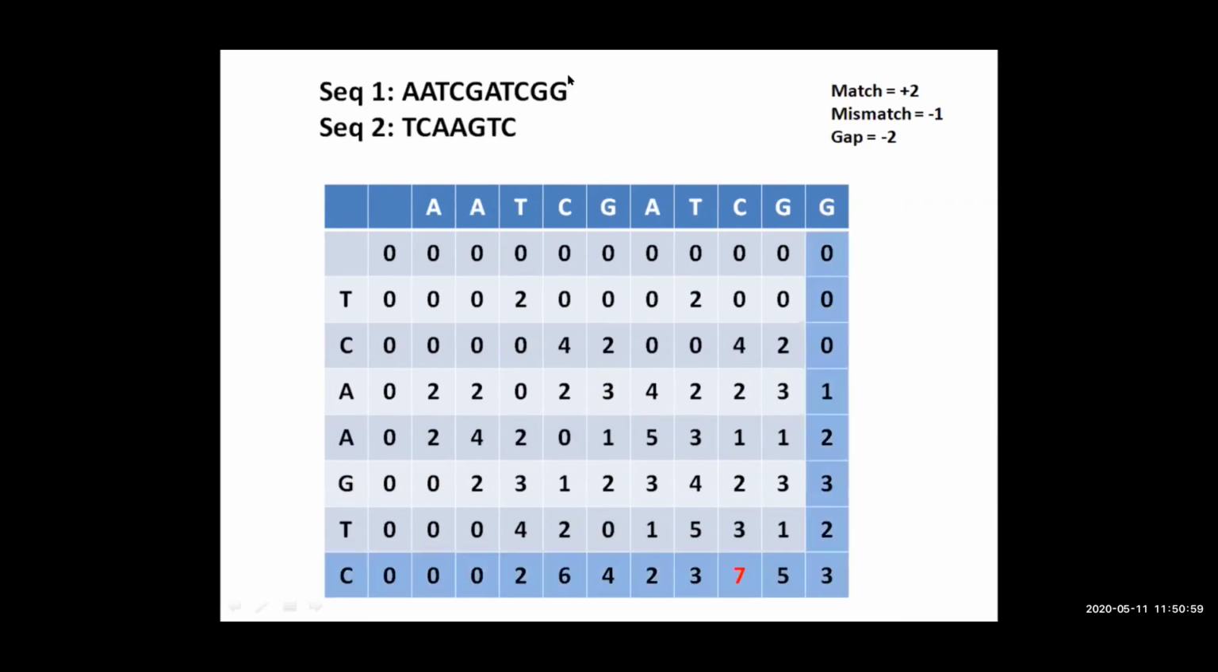So out of all these figures, what we will do is see the last column and the last row. After doing all calculations, we will go to the last row and last column. And out of the values in the last row and last column, what is the highest value? Here, it is the highest value. 7 is the highest value among the cells in the last row and last column. So 7 is the highest value.